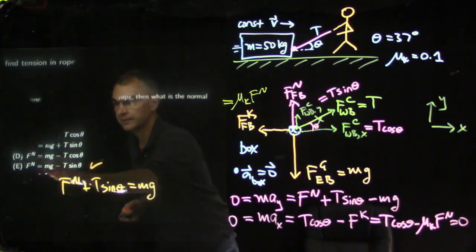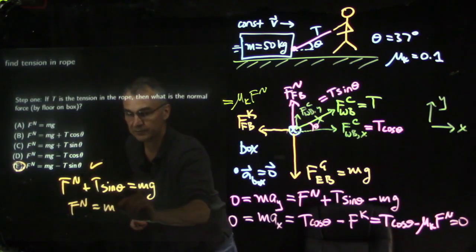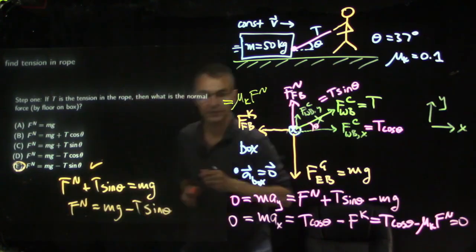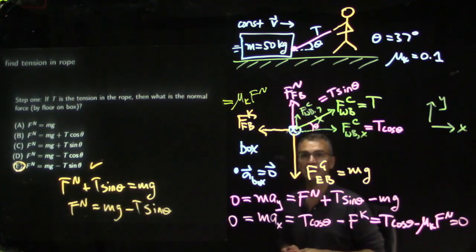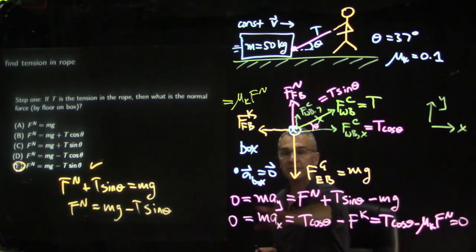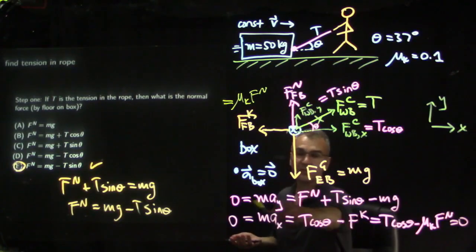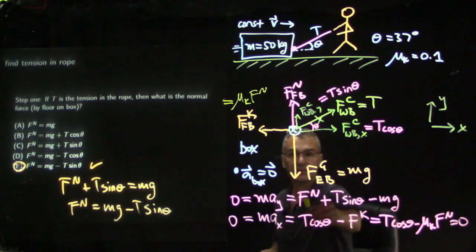So I think I like this one, because that gives me F normal is mg minus T sine theta. The way I would get that is not so much to write it directly, but to say that there's no acceleration in the vertical direction, so acceleration is 0. So the vector sum of forces in the y direction is 0. So that's up minus down: normal force plus T sine theta, minus mg.